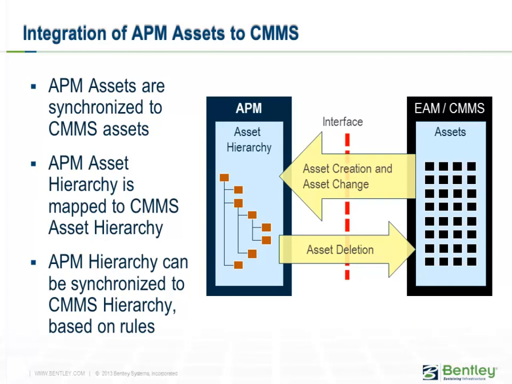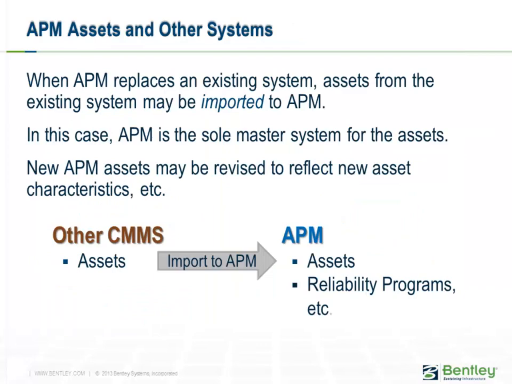This is called integration. In the case of integration, it is usually the CMMS that is the master system for assets. Here, the assets from the CMMS are uploaded or imported into APM as part of implementation, and there is little to be done to the assets in APM. In other cases, the assets may exist in a system which is being replaced by APM. In these cases, the assets may be imported to APM and the asset records revised as may be required. In many cases, however, assets are created manually in APM as part of the asset hierarchy development.